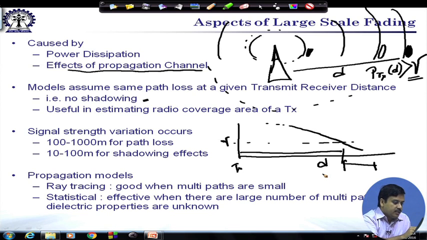As we have already said, signal strength variation occurs over hundreds or thousands of meters, and within a small distance like 10 to hundreds of meters, there is the effect of shadowing, which we will see shortly. Now, these propagation models could be deterministic or they could be statistical. By deterministic, what we mean is that the signal strength at the receiver can be predicted by solving electromagnetic wave equations. By statistical, what we mean is that there is a significant amount of measured data. From the measured data, there is curve fitting and there is a parametric model, which we will see again shortly.